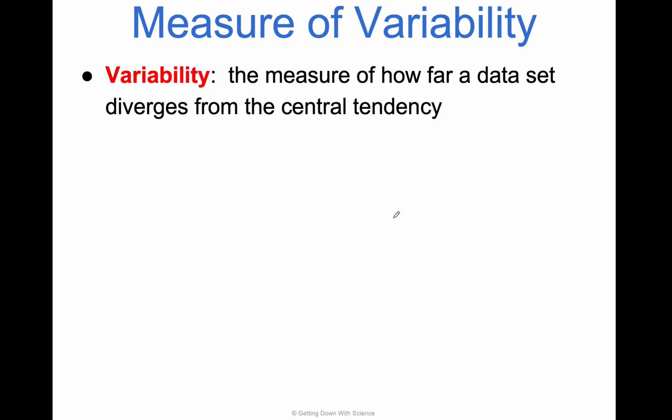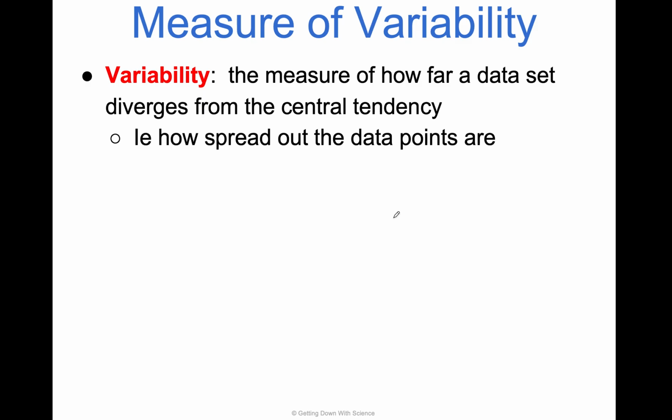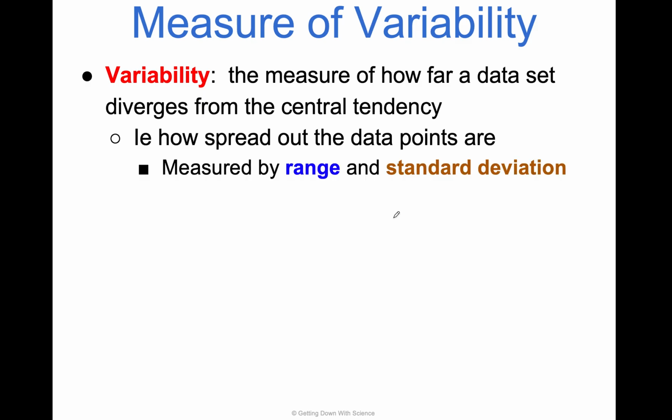So variability is the measure of how far a data set diverges from the central tendency. So you have the mean, median, and mode, and the variability is how much it diverges from that. It's how spread out the data points are. It's measured by a range called the standard deviation. And you guys might see this in some of your statistics classes or some of your other classes.